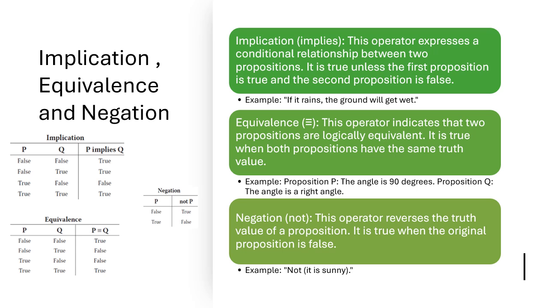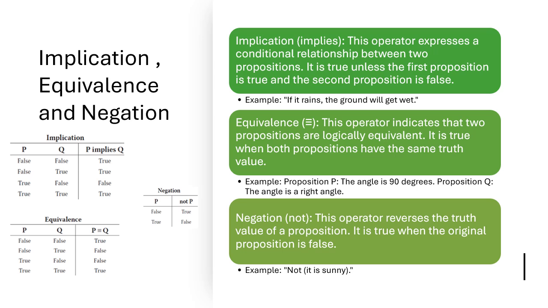Next is implication, equivalence, and negation. In case of negation, if input is false, your output will be true. If your input is true, your output will be false. In case of implication, if one input is true and the other input is false, then your output will be false. Rest all the conditions will be true. False and true, false and false, true and true, the condition will be true only. The only case is one condition: first input is true and the second input is false, then it is false. If it rains, the ground will get wet. Okay, this is the example for implication.